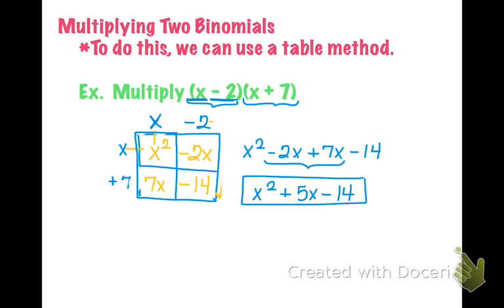Now, you can notice that these two like terms that we ended up combining were right here on the diagonal of this table. And that's usually going to be the case. So you can go ahead and peek ahead and go straight from this step into this step and not have to multiply that out. Okay, let's look at one more example.